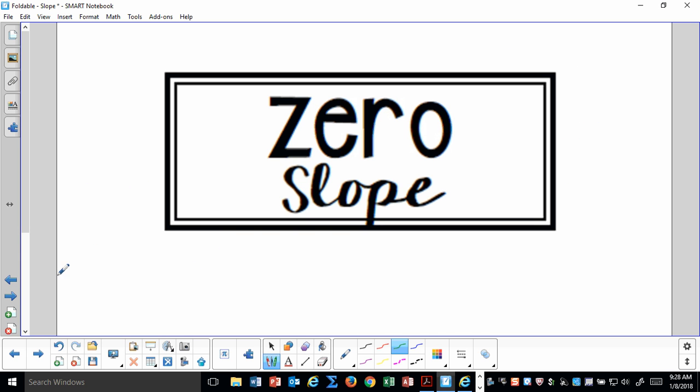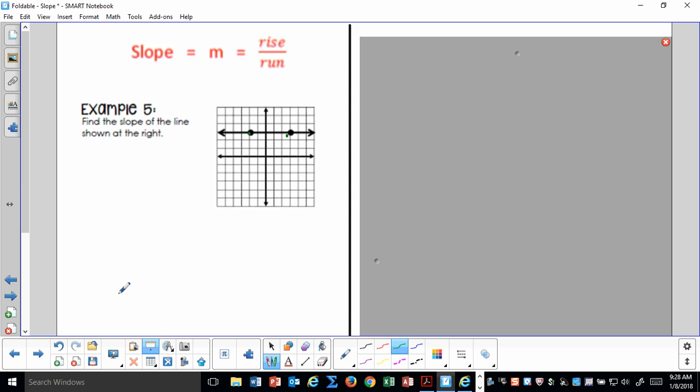Let's calculate a zero slope, a line with a zero slope. This is a horizontal line. All horizontal lines have a slope of 0. Let's calculate the slope of this line using rise over run. So to go from this point to that point, we rise. Well, we didn't rise. It's all level, so we didn't rise. So we have a rise of 0 and a run of 1, 2, 3, 4, 5. 0 divided by 5 is 0.